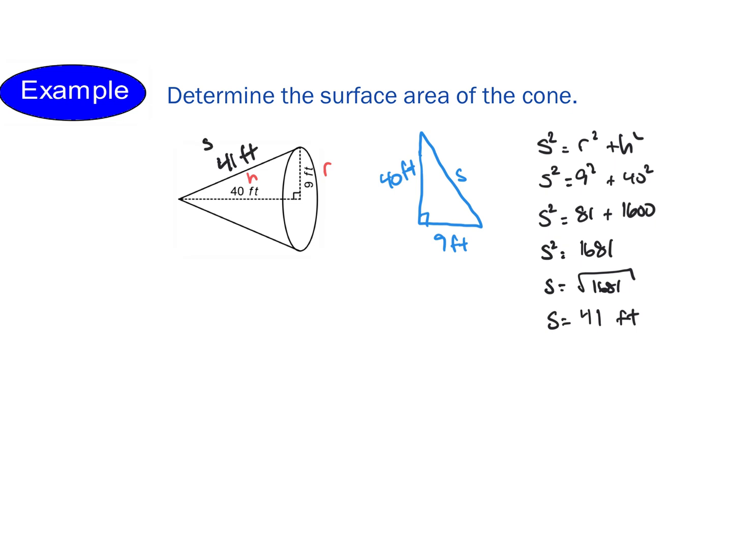And so because we know what the slant height is, we can go ahead and figure out the surface area, because we need to know what the slant height is. If we don't know what the slant height is, we can't find the surface area. So surface area is pi r squared plus pi rs. Radius is 9, and we're going to square it. And the slant height is 41.